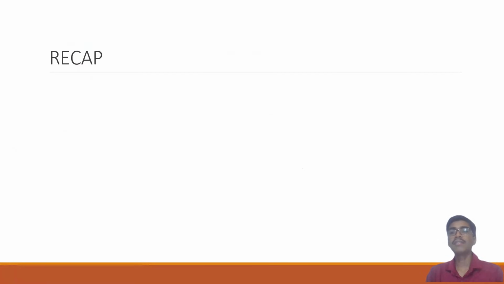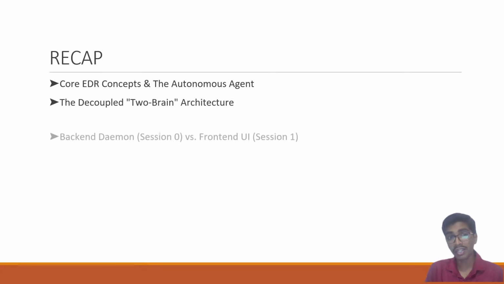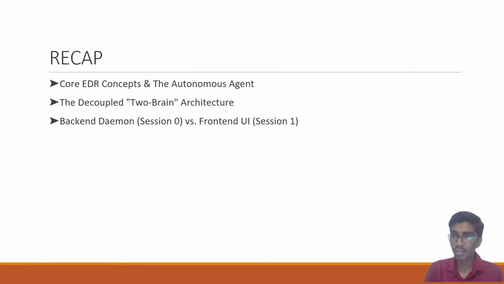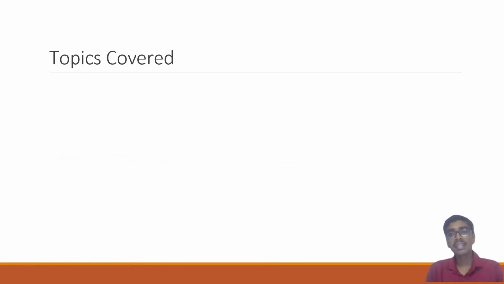Before starting, let's have a quick recap of what we did till now. We have seen the core EDR concepts and the autonomous agent, the EDR agent. We have seen the decoupled two-brain architecture: the backend daemon, which is running in session 0, versus the front-end UI, which is running in session 1. Next, we have seen the secure inter-process communication, the IPC, which is used to transmit data between different sessions using the named pipe. If you have not seen that, I would recommend that you go and check it out, then come back to today's video.